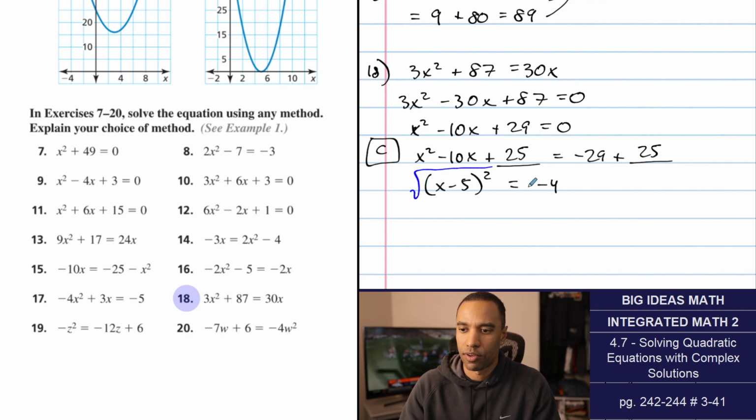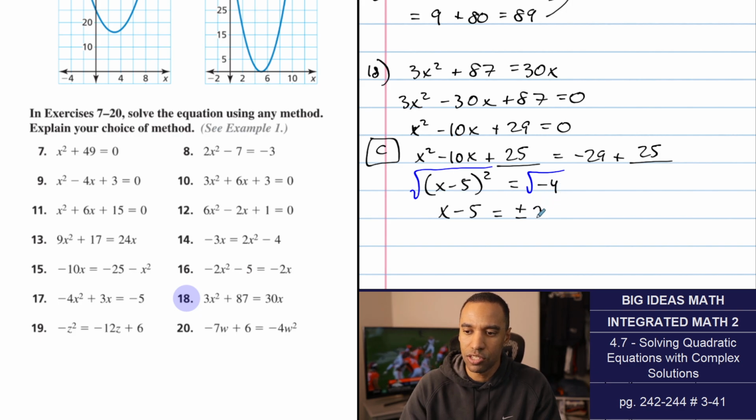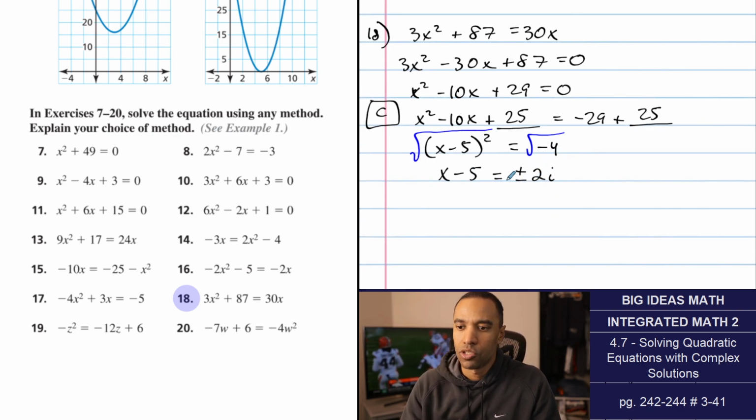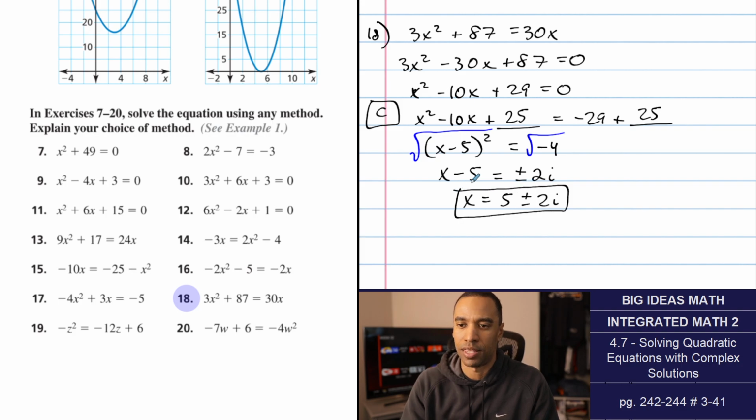When I take the square root of both sides here, I do get x minus 5 on the left. And on the right, I'm getting plus or minus 2i. Square root of 4 being 2 and being imaginary there with the i. So I'm going to add 5 over. We get x is 5 plus or minus 2i. Glad to get another completing the square problem in there. There we go. That's good.